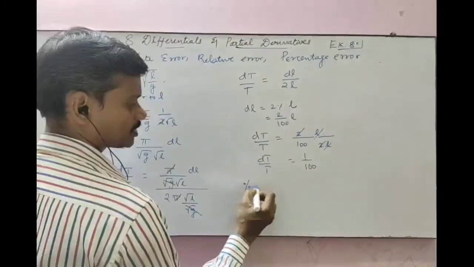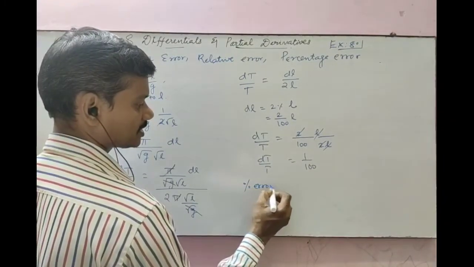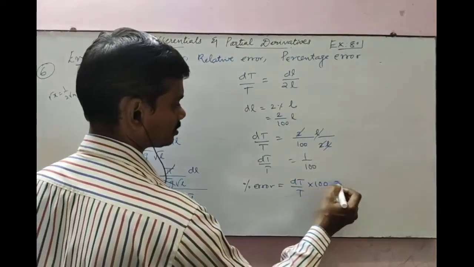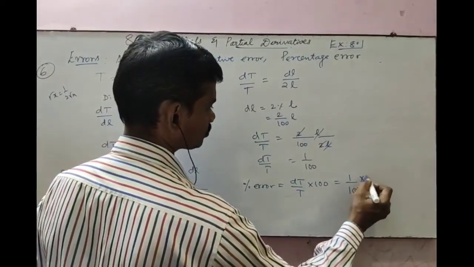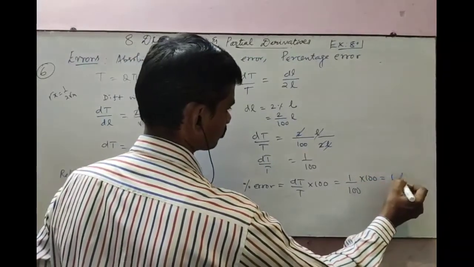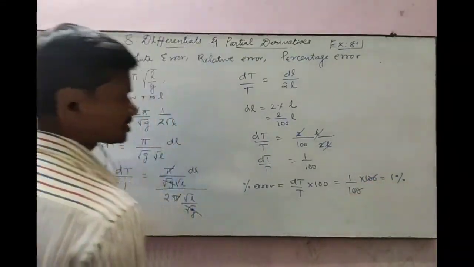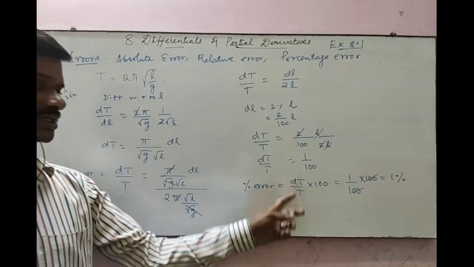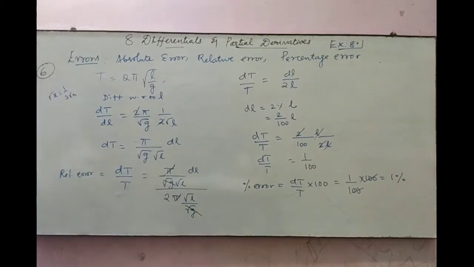For the percentage error, you have to find dt by t into 100, which gives 1 by 100 into 100 equal to 1%. 100 gets cancelled, you will get 1%. So this is the percentage error. The percentage error formula is dt by t into 100 when the question is like this.